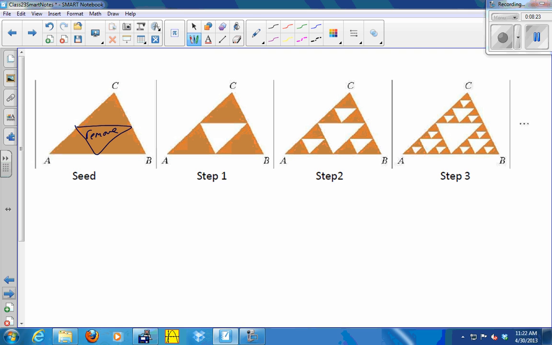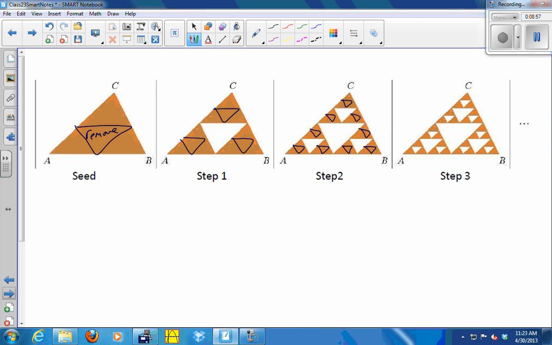Now with every orange triangle that exists now, to get to step 2, connect the midpoints of every side and remove. So you just take those out and now we have more empty space in the next step. And then do it again to get to step 3. Now we have 9 triangles. For each of them, connect the midpoints of all 3 sides, remove the middle, and you get step 3.